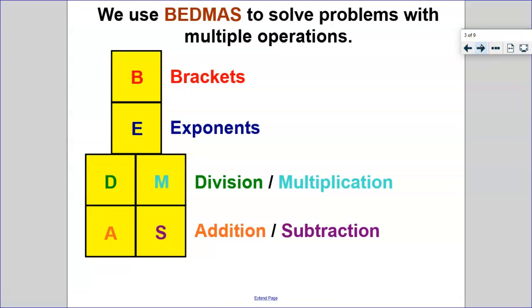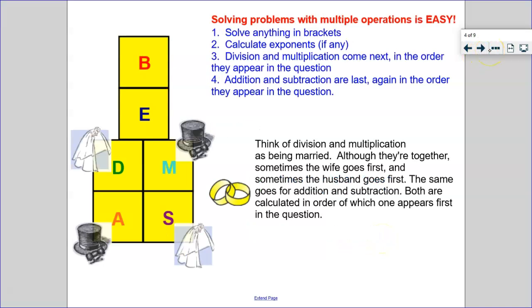So if you recall, BEDMAS means brackets, exponents, division and multiplication, and addition and subtraction. When you're using these operations, it's pretty easy. First, you're going to do the brackets and then calculate any exponents that appear. When we're using integers, you're not going to see any of those in this grade. Division and multiplication come next, and they always are done in the order they appear in the question. That's why they're side by side here.